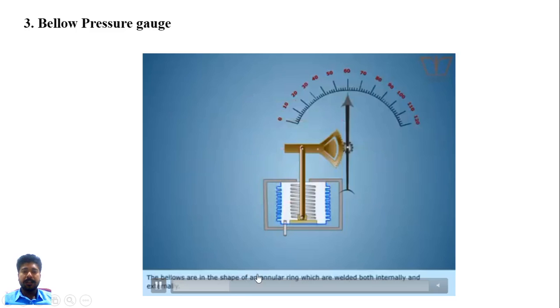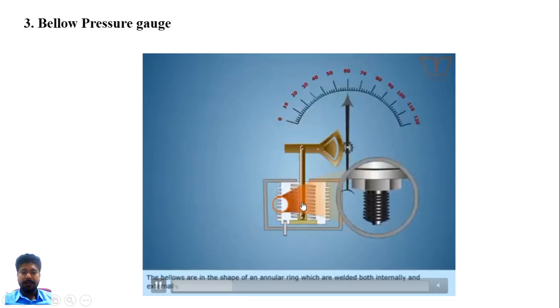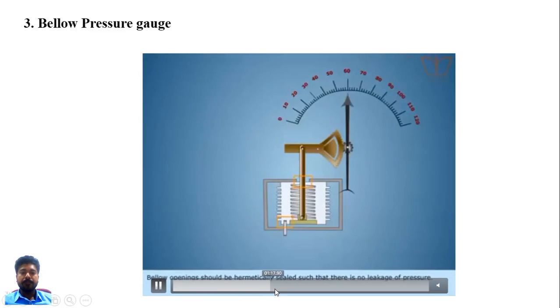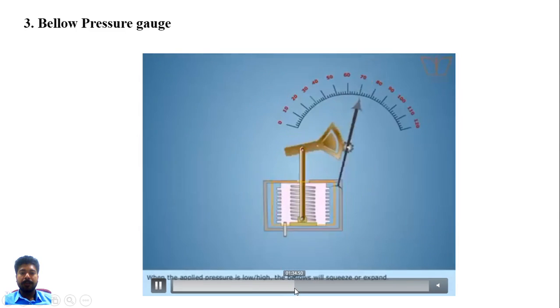Okay, so let's see the working of this bellows pressure gauge. Here it is the spring which is used to regain its original position towards zero. Okay, so now let's see the animation of the working of the bellows pressure gauge.